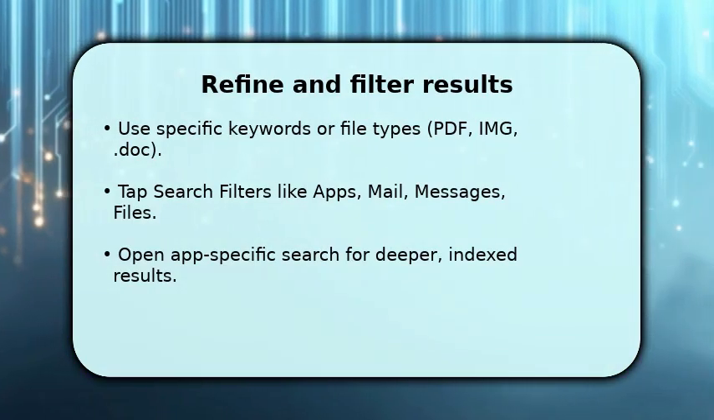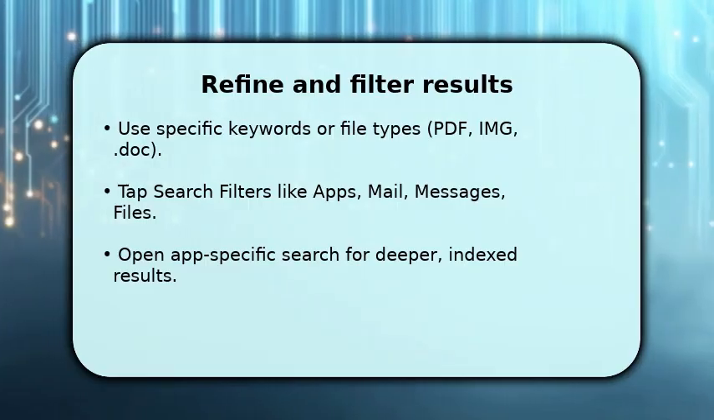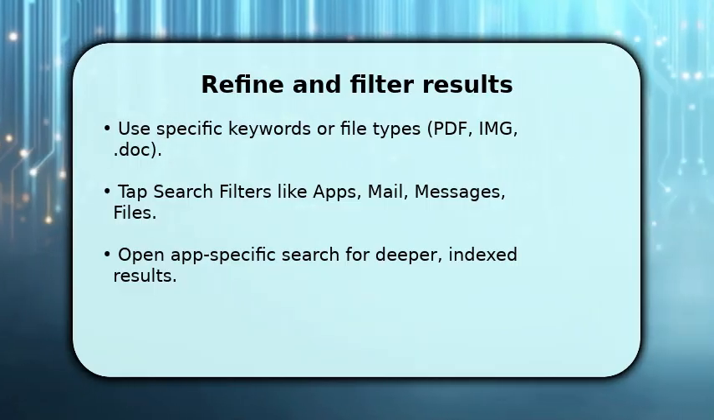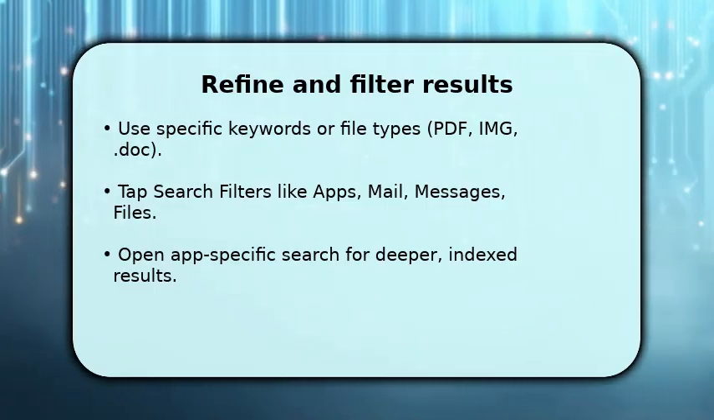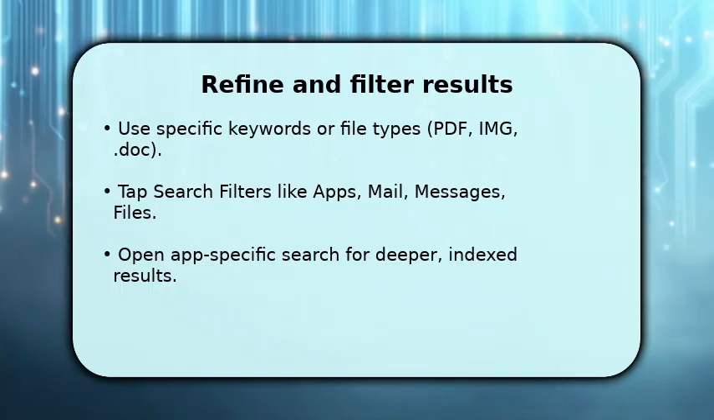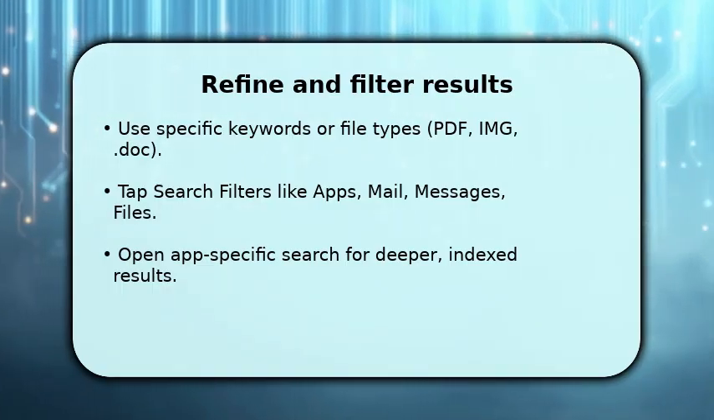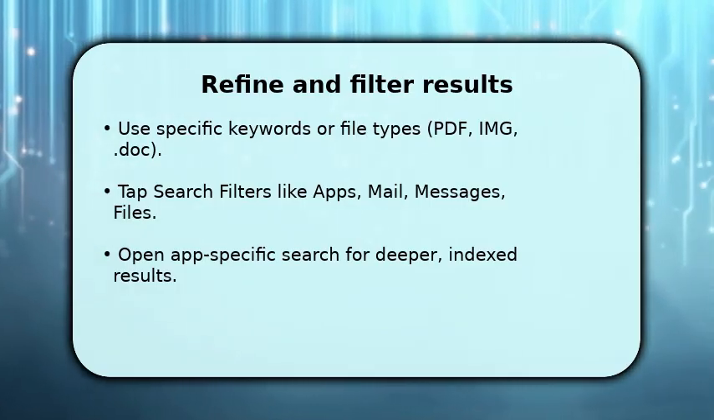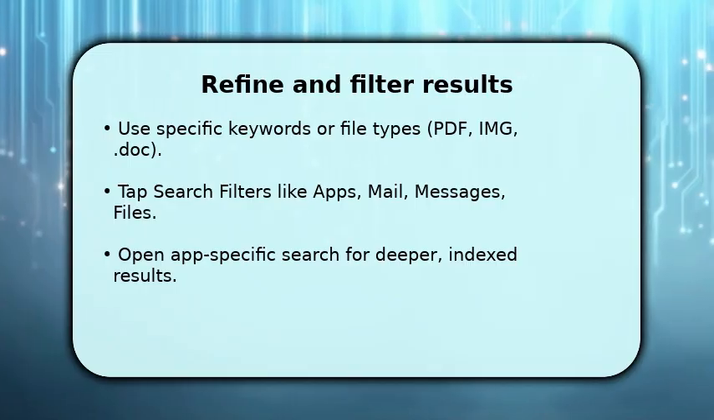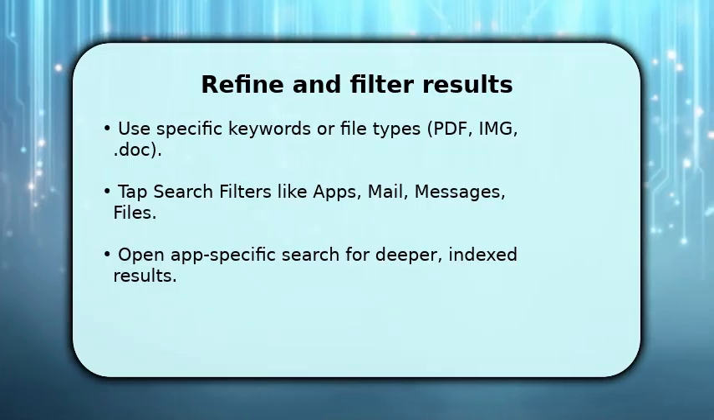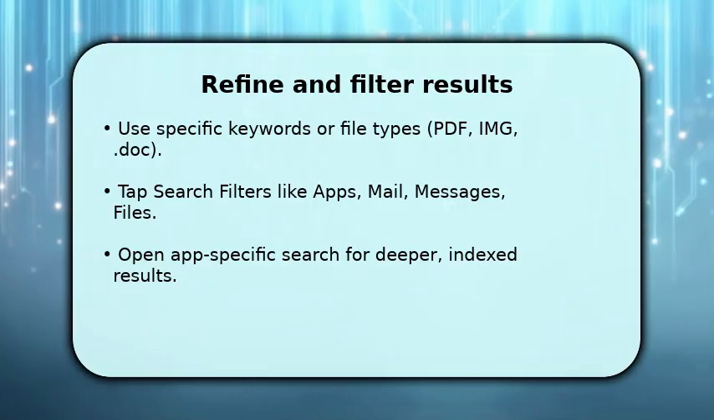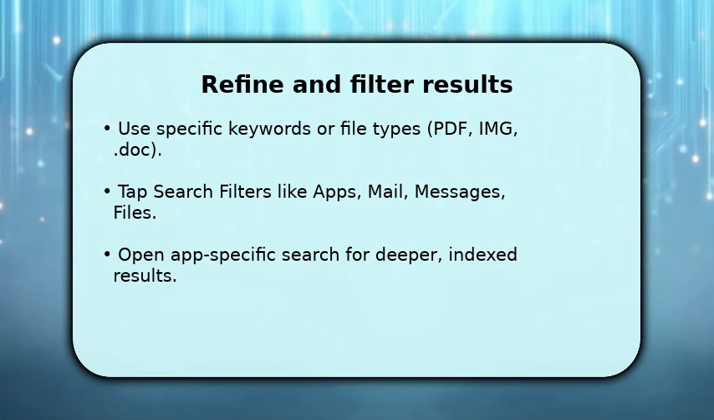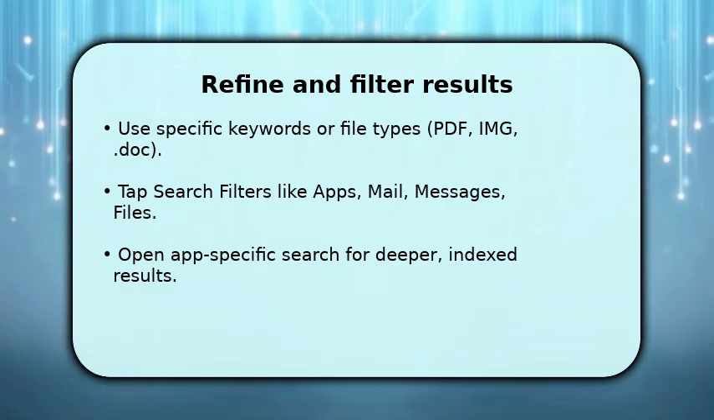Next, refine results to find exactly what you want. Type precise keywords or add file type terms such as PDF or a contact name. This narrows hits. Then tap the filter row beneath the search field to limit results to apps, mail, messages, or files. This is useful when Spotlight returns too many items. If you need deeper content, open the app and use its built-in search because many apps keep richer, indexed data.